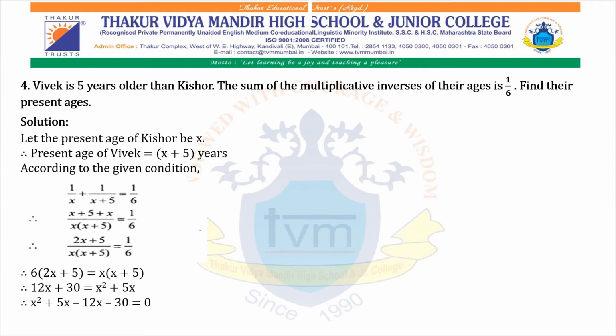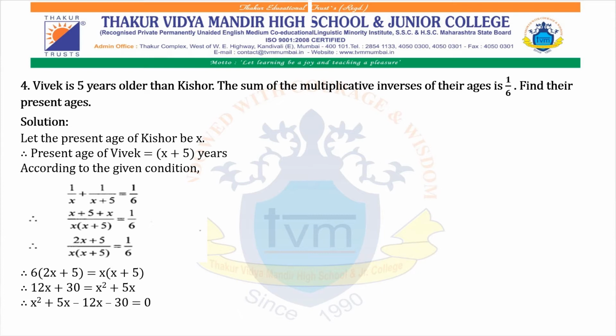According to the given condition, 1 upon x plus 1 upon x plus 5 is equal to 1 upon 6. Therefore, (x plus 5 plus x) upon x into (x plus 5) is equal to 1 upon 6. Therefore, (2x plus 5) upon x(x plus 5) is equal to 1 upon 6. Therefore, 6(2x plus 5) is equal to x(x plus 5). Therefore, 12x plus 30 is equal to x square plus 5x.